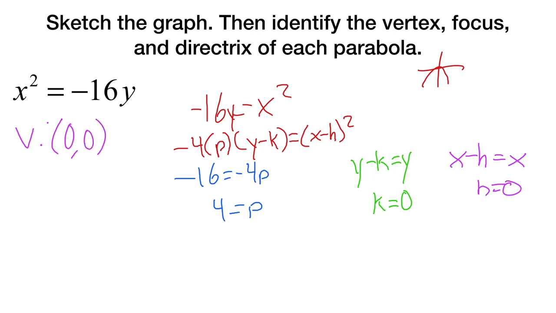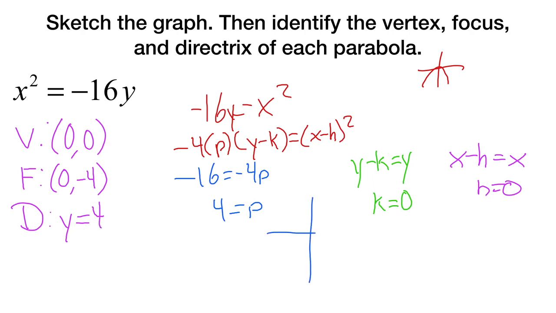Because it is opening downward, our focus is going to be at 0, negative 4. And our directrix would be the other direction at y equals 4. And our sketch, to make it just a little bigger, would end up being like this. And there we go.